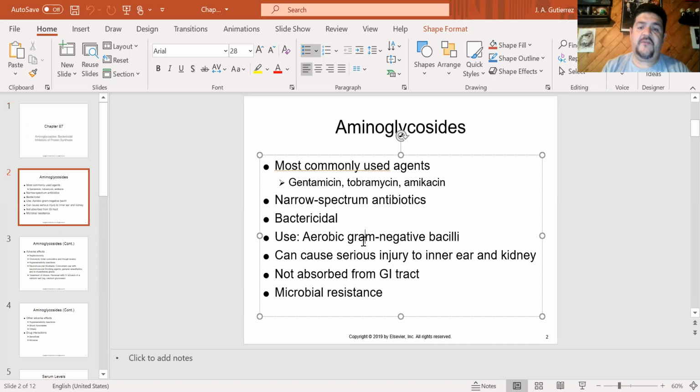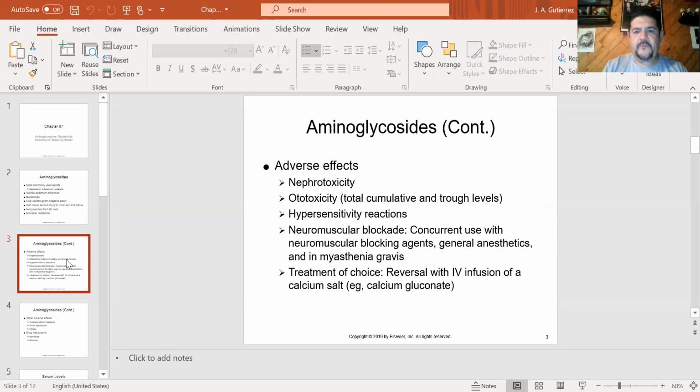So it can be used for pneumonias. It can be used for infections on the skin where there's oxygen. The only problem with aminoglycosides is they have severe adverse effects with the ear and the kidney. And unfortunately, because of the abuse of antibiotics, we're seeing resistance. So that's a quick overview.